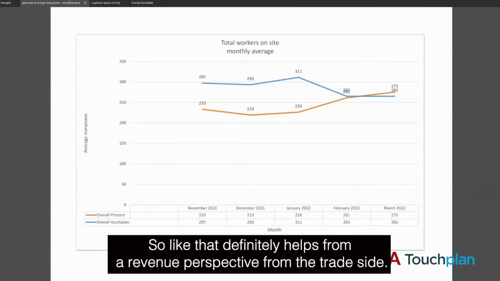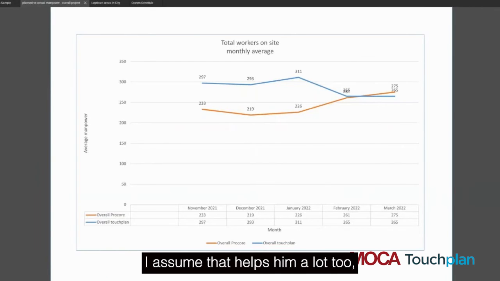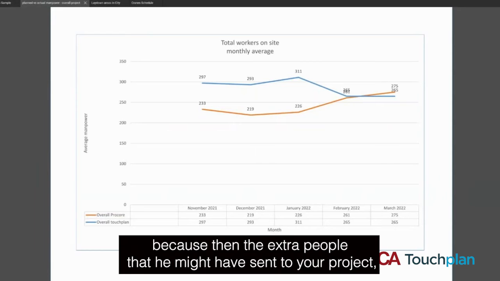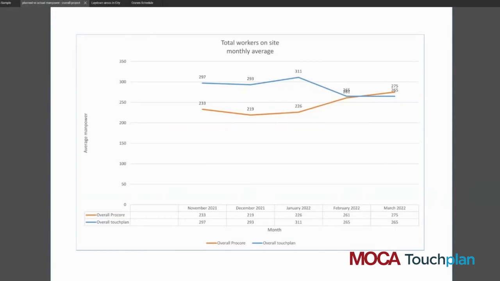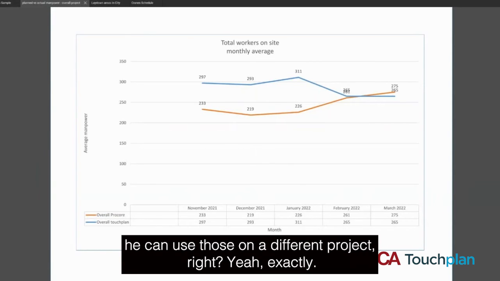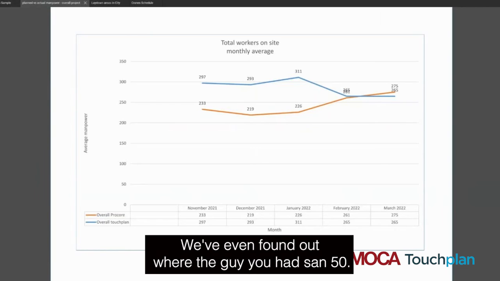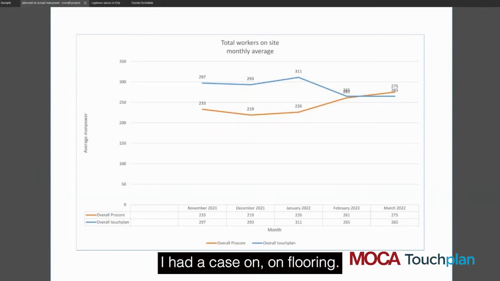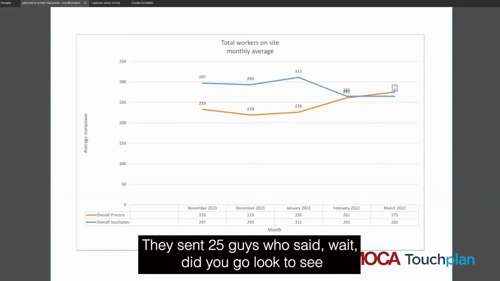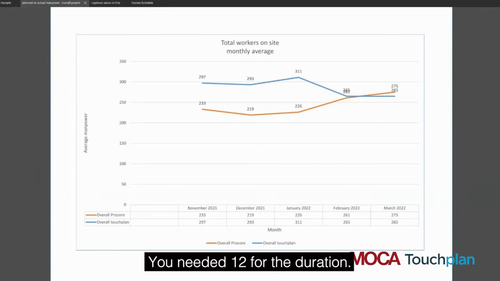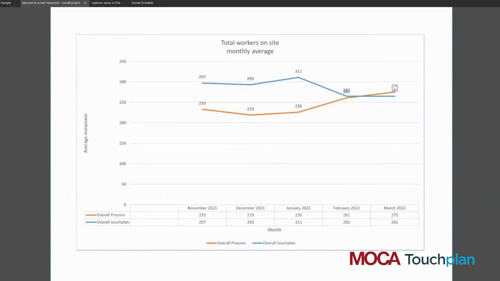From the trade side, I assume that helps him a lot too, because then the extra people that he might have sent to your project, he can use those on a different project, right? Exactly. We've even found out to where the guy would send 15. I had a case on flooring. They sent 25 guys. I said, wait, did you go look to see what the durations were? You only needed 12 for the duration.